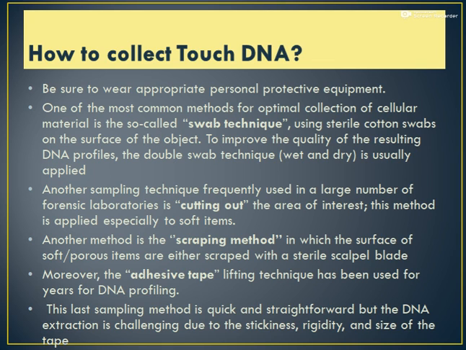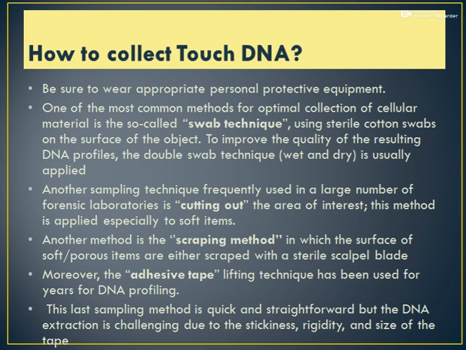And once you are protected and you are not contributing your DNA onto the crime scene, we can sample the touch DNA. Now, how can we sample it? The most common method for the optimal collection of cellular material is a swab technique. Here you use sterile cotton swabs on the surface of the object. And to improve the quality of the resulting DNA profiles, a double swab technique is usually applied.